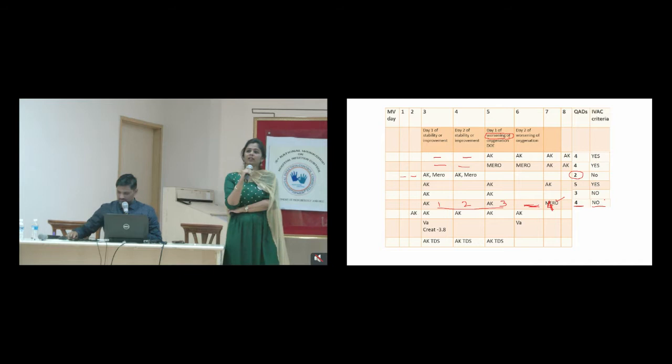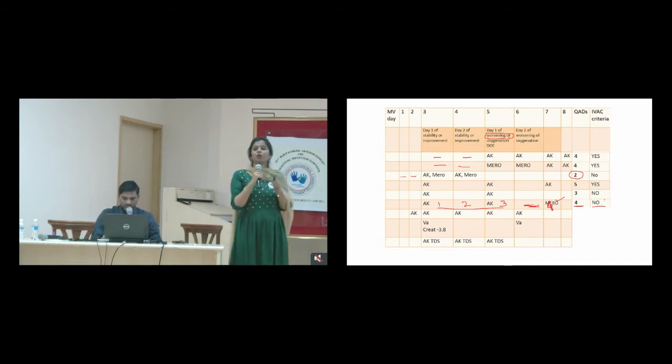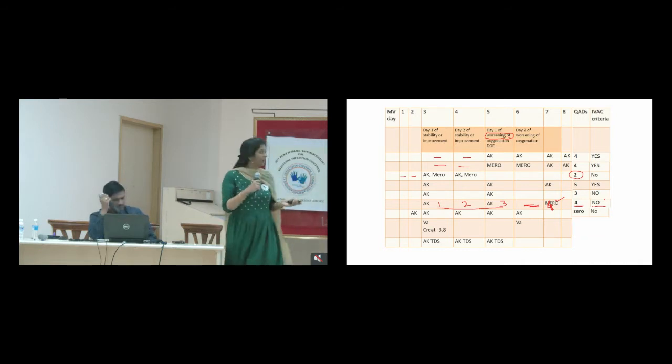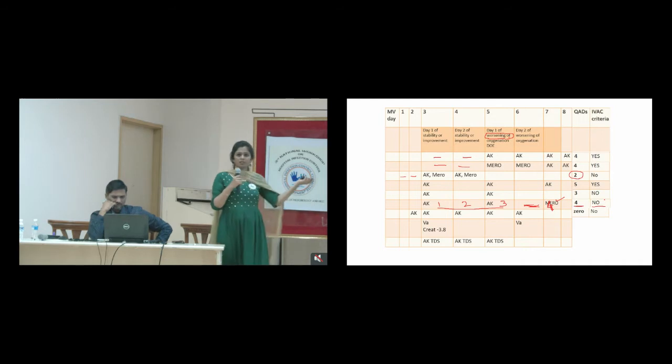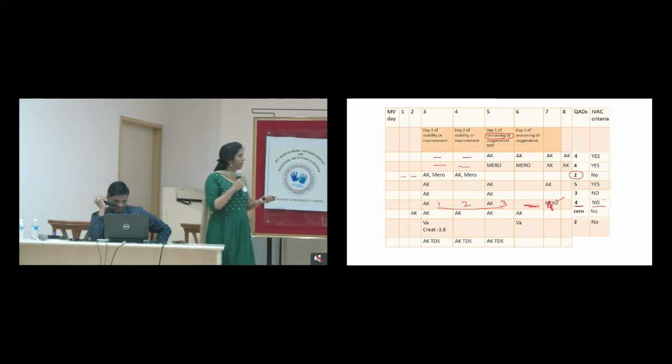QAD criteria: it should not be started in the preceding 2 days, but here it is started. So it is 0 and you cannot consider this. Next example, can you tell me what is the number of QADs? 2 or 4? 2, because with more than 1 day gap, you cannot continue the count. So here it is 2 and again it does not fulfill IVAC.